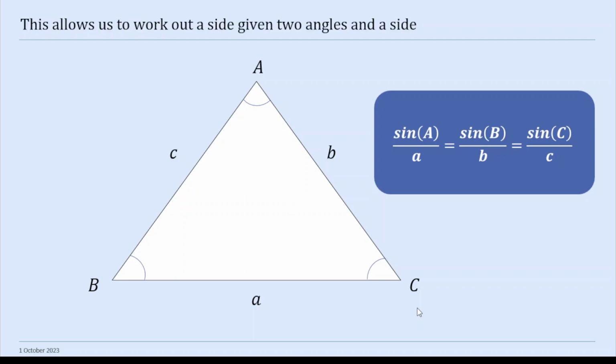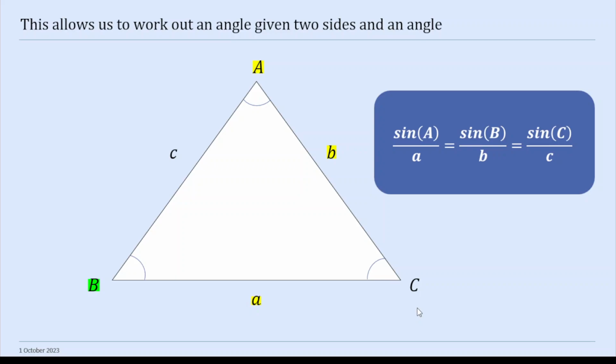Very simple and clear. So this allows us to work out a side given any two angles and a side. So let's say we've got the angles A and B, and then the side a, then we can work out the length of the side b. It also allows us to work out an angle given two sides and an angle. So let's say we've got the two sides, little a and little b, and we've got the angle big A, then we can work out the angle big B, although in some cases there'll be two answers for big B.